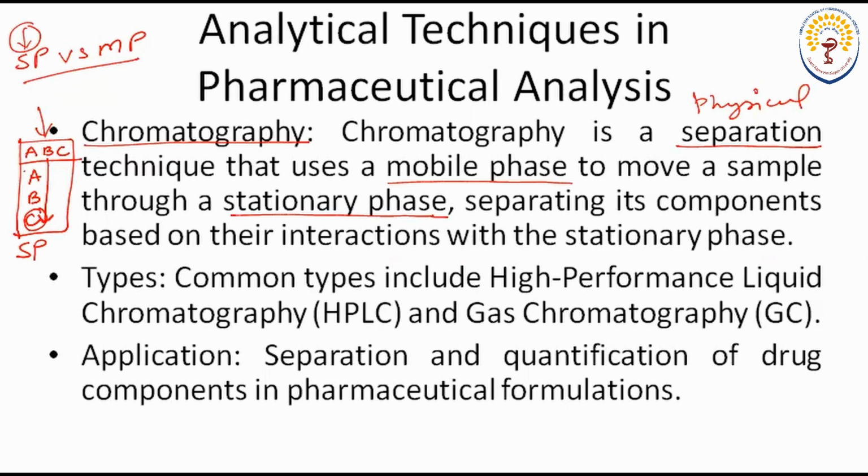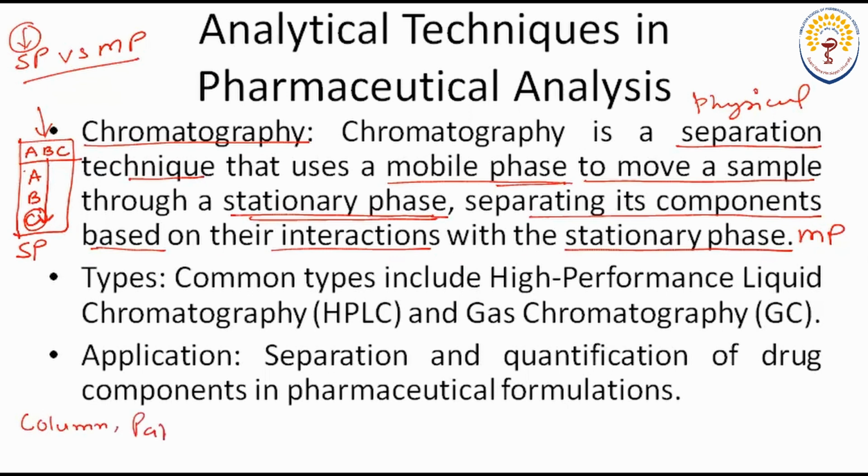So chromatography is a separation technique that uses a mobile phase, which moves the sample through the stationary phase, and we want to separate the components of the sample. Obviously their separation will be based on their interaction with the stationary phase as well as the mobile phase. In older times, we were using column chromatography, paper chromatography and thin layer chromatography. Even now we are using them, but these were the traditional techniques of chromatography.